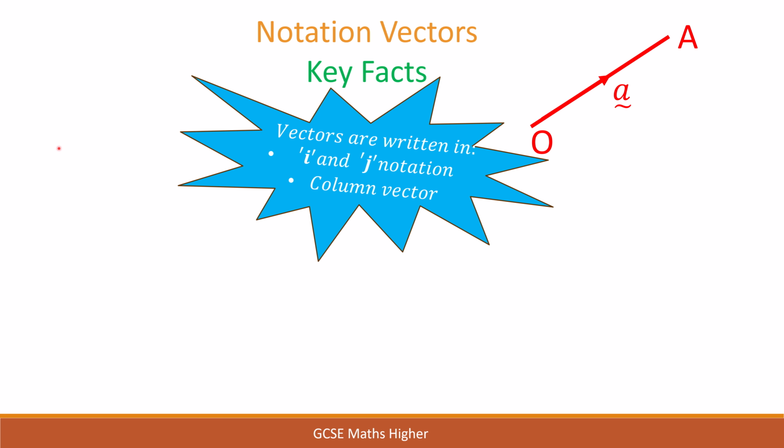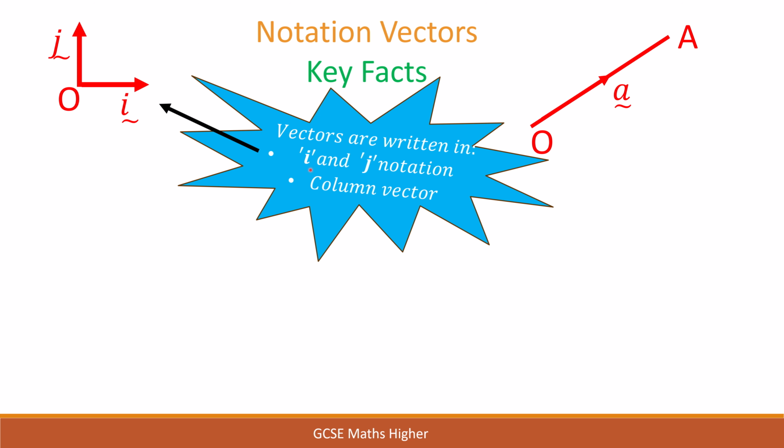Now, all vectors are written in two different notations, and it is personal preference as to which notation you prefer to use. Vectors are written in i and j notation, or in column vector notation. If the question gives it in terms of i and j, you must give your answer in terms of i and j, and if the question is in terms of a column vector, you give your answer in terms of a column vector. So you need to know what these mean and how to flip between the two.